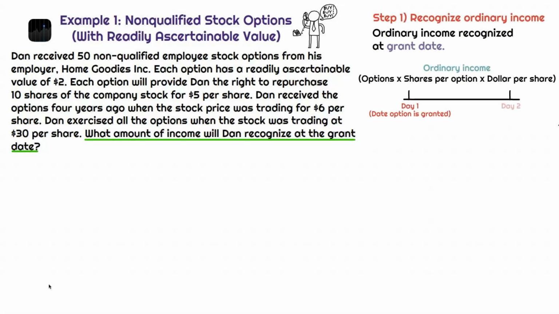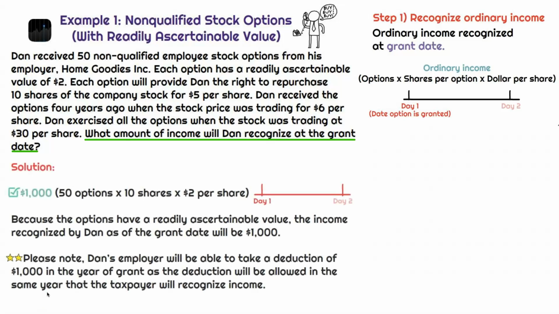Okay, so when thinking about the grant date, this is the date that the options were granted to Dan. So what income amount will Dan need to recognize? So we're first thinking about ordinary income. And if the options are considered non-qualified stock options with a readily ascertainable value, that means that they will be recognized as ordinary income on the date of grant.